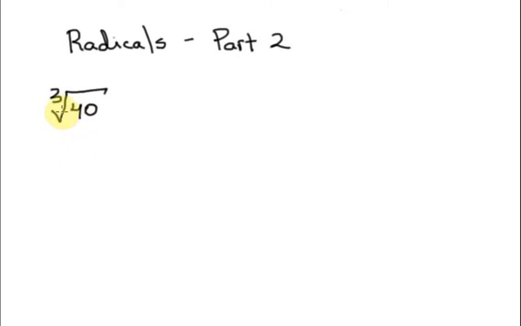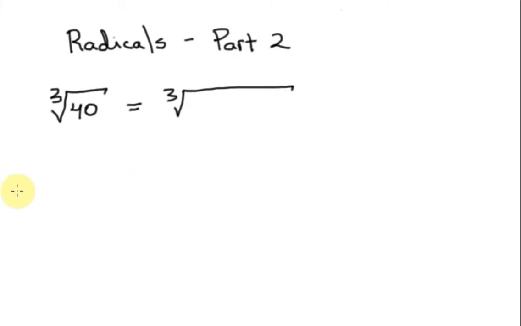So how do we take apart something like this cube root of 40 and write it as a mixed radical? Well, we have to come up with some factors of 40, and this time instead of good square numbers we want these to be good cube root kind of numbers.